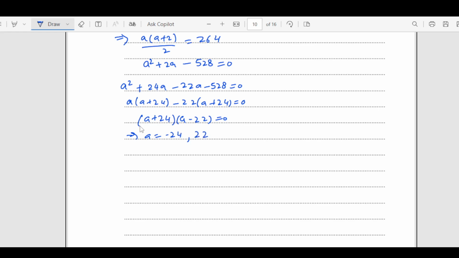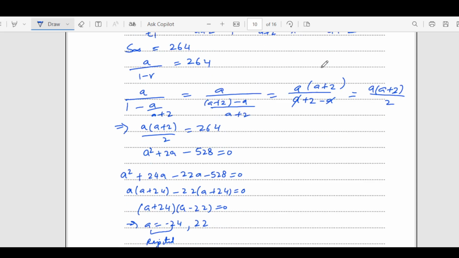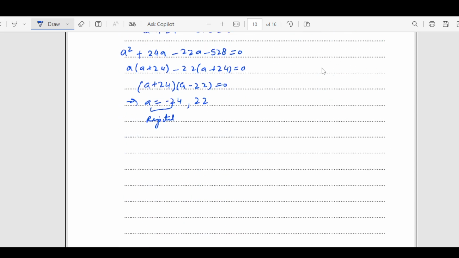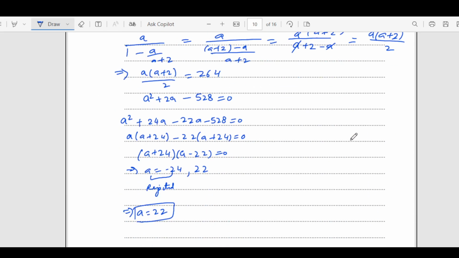Now we will reject this value. Why? Can you guess? This is rejected because we are given in the beginning that a is a positive constant. So that means our value of a is 22. So we got the value of a, and that is the final answer. That was the question, to find the value of a.